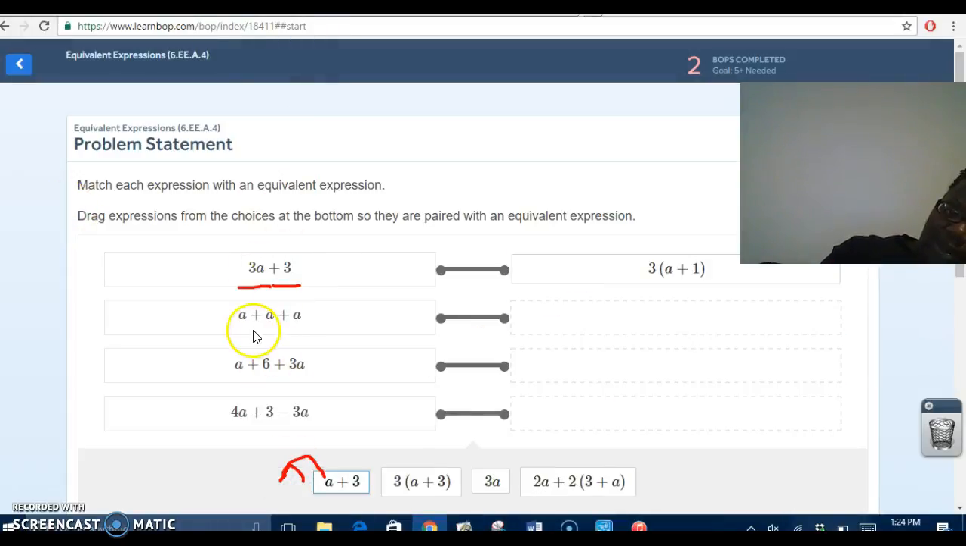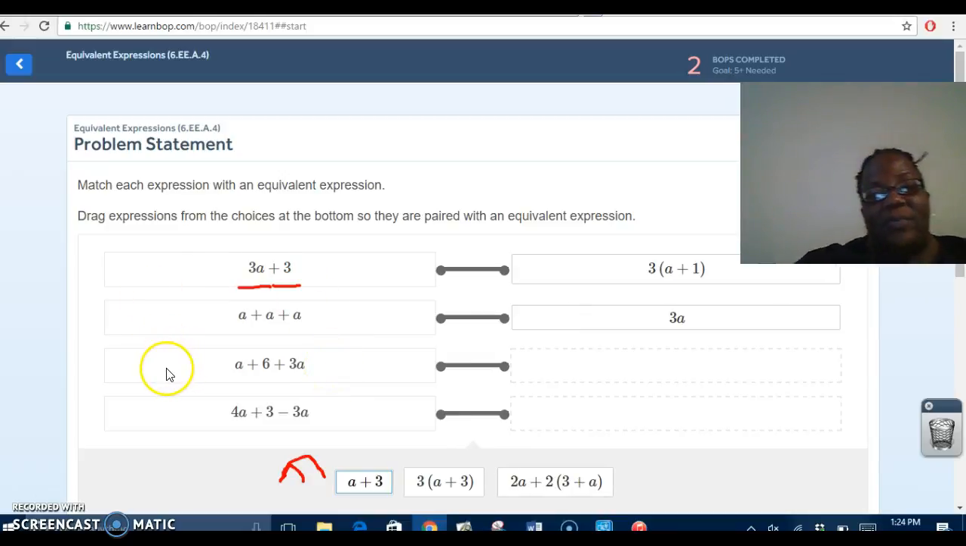So for this one, you have a plus a plus a. Which one of these could be a plus a plus a? If you got it here, here you go. So you get the idea. I'm going to leave the last 2 for you and the rest of the problems for you.